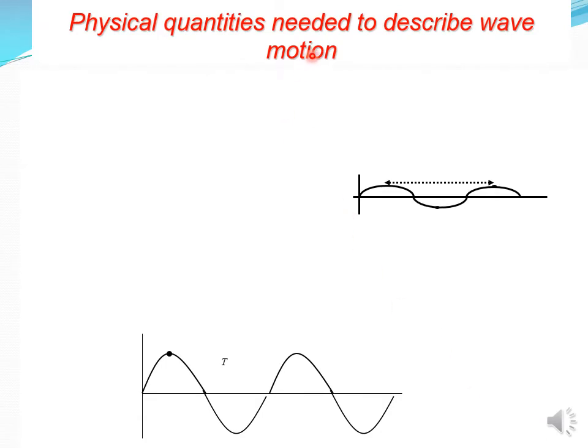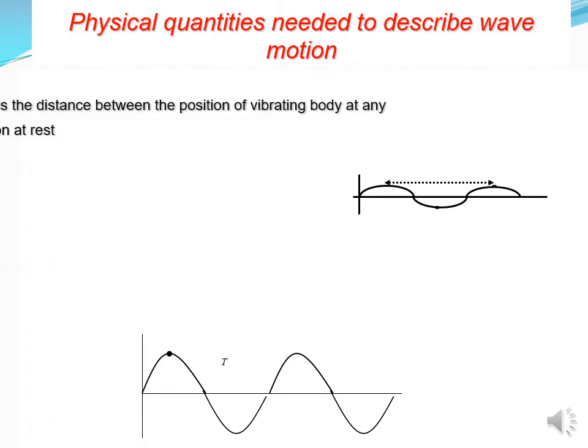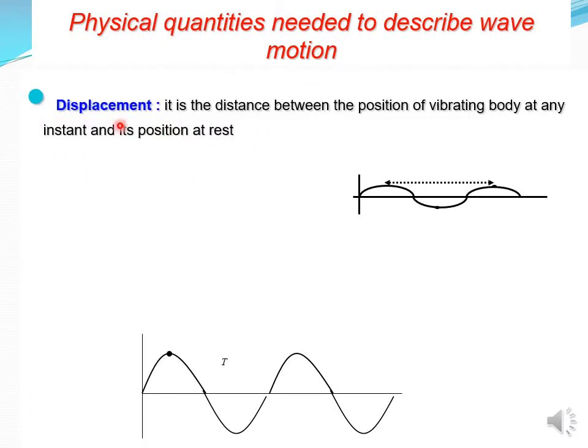Physical quantities needed to describe wave motion. Displacement. It is the distance between the position of vibrating body at any instant and its position at rest. يبقى هنا ده بتكلم على مين؟ بتكلم على displacement. It is the distance between the position of the vibrating body at any instant and at rest.